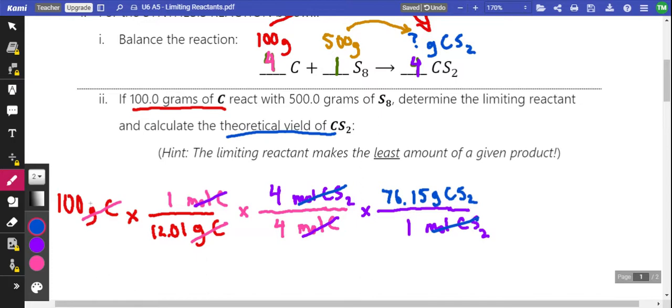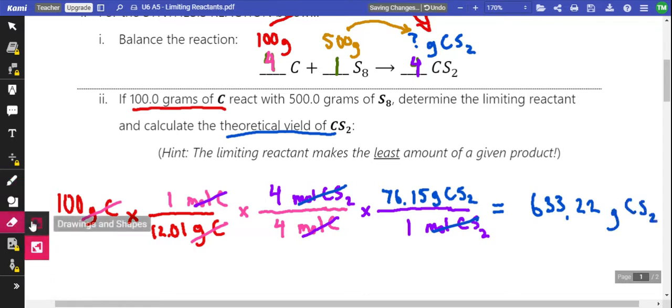So if I take 100 grams of carbon and multiply by everything on the top, divide by everything on the bottom, I should get my answer converted into grams of CS2, how much carbon disulfide I can make starting with 100 grams of carbon. So 100 times 1 divided by 12.01 times 4 divided by 4 times 76.15 divided by 1. And again, you don't really need to include the ones in your calculations, but I like to do it to make sure I didn't miss anything. So I've got 633.22 grams of CS2 that I can make from this reaction.